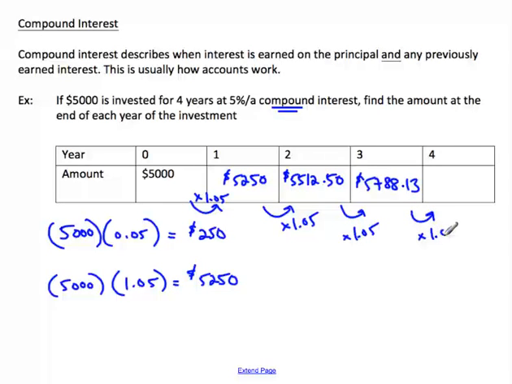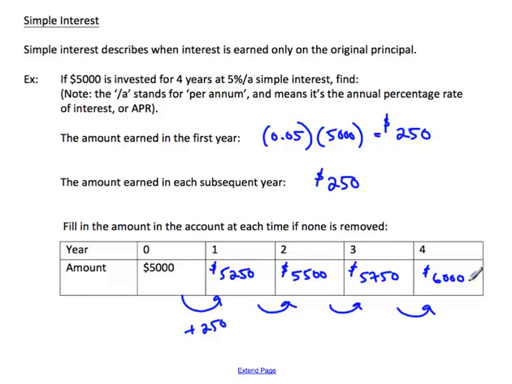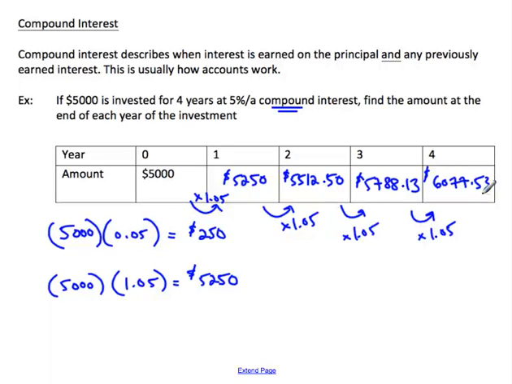And then after one more year and one more multiplication by 1.05, we have $6,077.53. And you can see if you compare this to the simple interest table shown here, that we've come out about $78 or so ahead in the compound interest case if we are the one with the investment. So the difference again is that here we're earning interest on our interest.